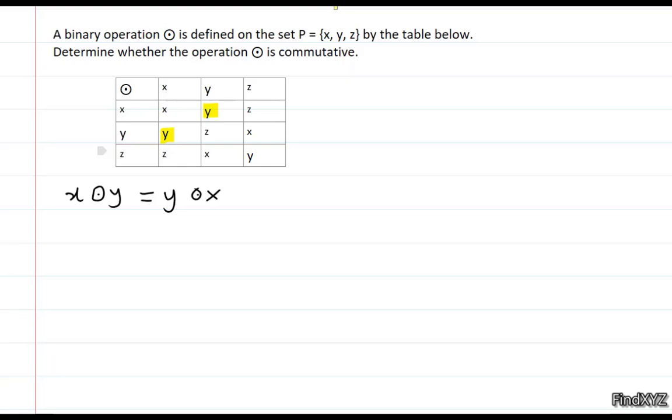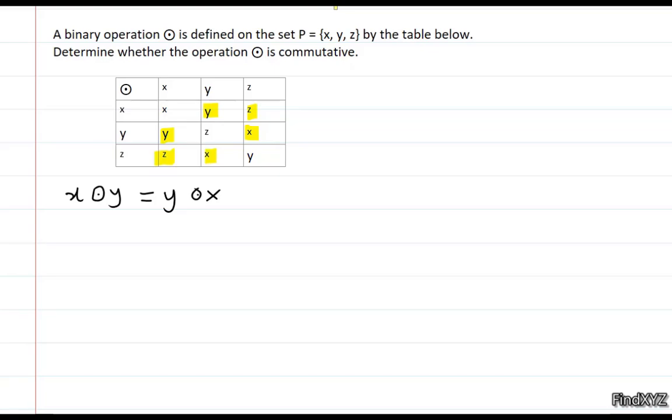Then let's check the other options. So we can do X operation Z is giving us Z, and then Z operation X is also giving us Z. Then we can do Y operation Z is giving us X, and then Z operation Y is also giving us X.